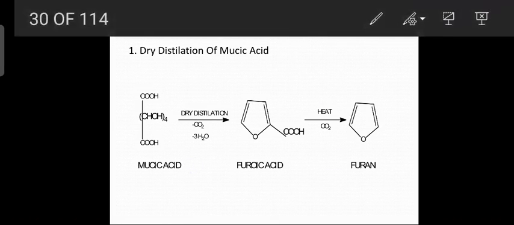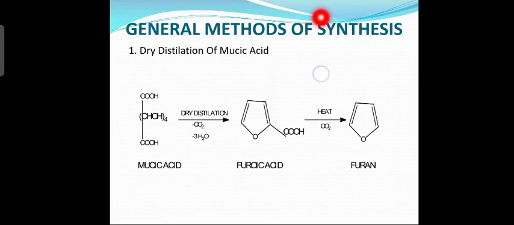Now what are the general methods of synthesis? First method is a dry distillation of mucic acid. So this is mucic acid. It has got 2 carboxyl groups and 4 secondary alcoholic groups are present. So this compound on dry distillation, what happens? 1 carbon dioxide molecule is eliminated, 3 water molecules are eliminated to give what? Furoic acid.